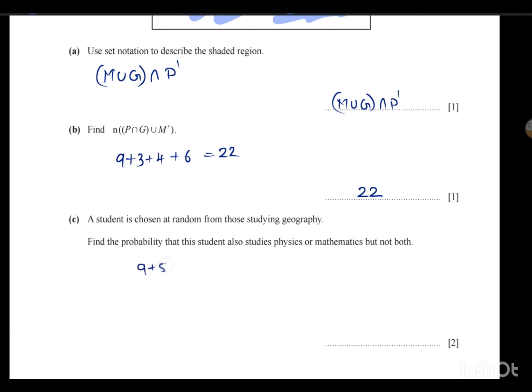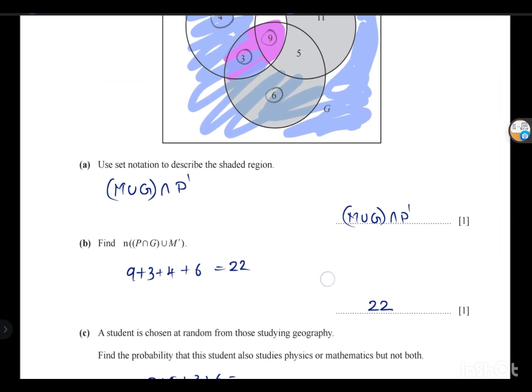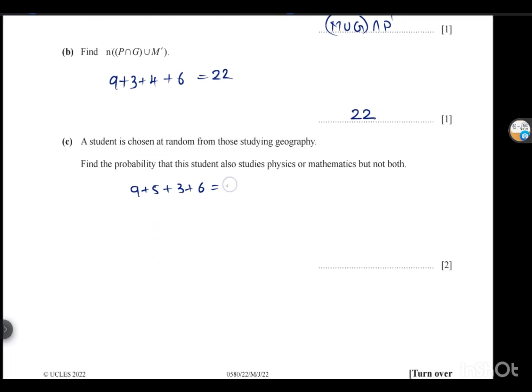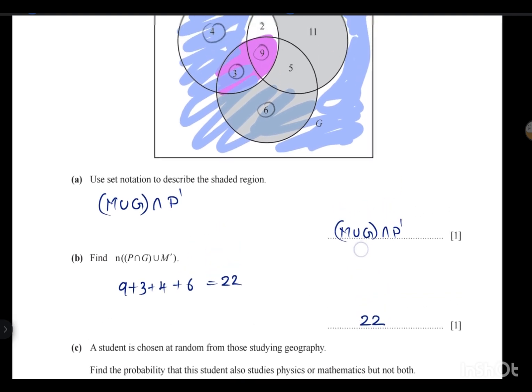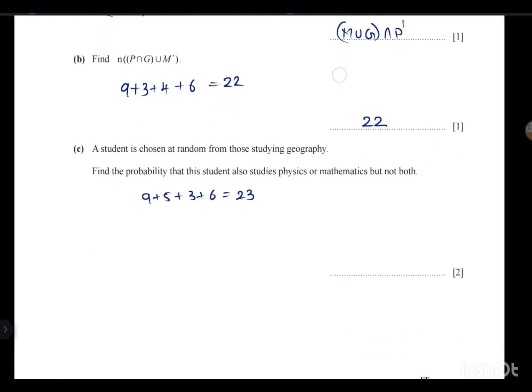Let me do it on the calculator. 9 plus 5 plus 3 plus 6 is 23. Let me check the numbers again. Yeah, 9 plus 5 plus 3 plus 6 is 23. Now out of this 23, the student should be studying either physics or mathematics. So the number of students who are studying physics and mathematics but not both are 3 and 5. So 3 plus 5 is 8. So the probability will be 8 by 23.